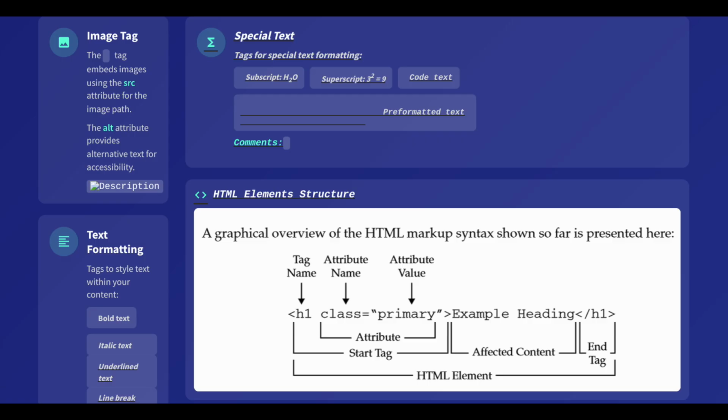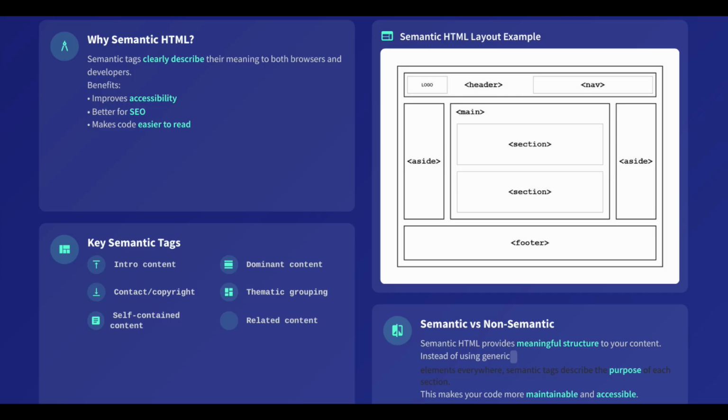As you can see in the screenshot, these tags work together to create structured, readable content. The combination of these elements forms the building blocks of web content, allowing you to present your information in a clear and organized way. As we build more complex pages, the structure becomes easy.